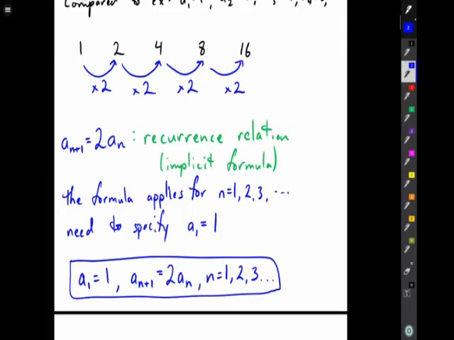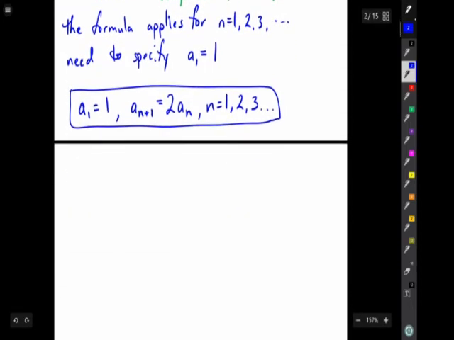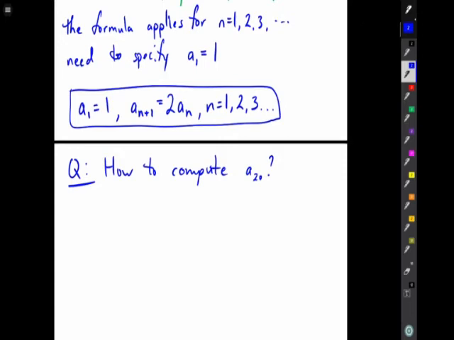Now, the problem with recurrence relations like this is, in order to get a term far along in the sequence, I have to know the one that came before it. To get that one, I have to know the one that came before it. So my question is, how do we compute A20? How do we actually get our hands on this term? Let me make that 0 a bit bigger there. How do we actually compute that?